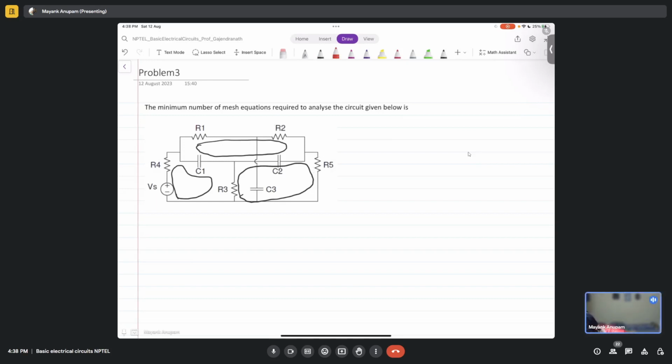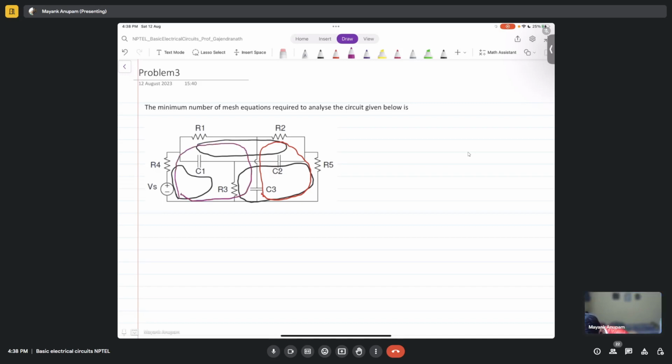But there are more meshes, right? How did you say that this is the minimum number required? I can definitely make more meshes, don't you think? The question is the minimum number of meshes. So how do you know this is the minimum number? Why not one more mesh? Definitely there is another mesh here, right?